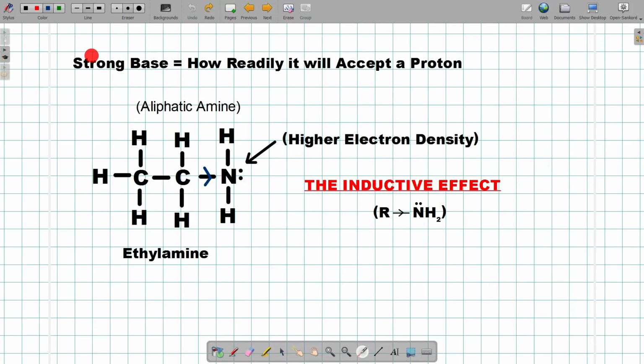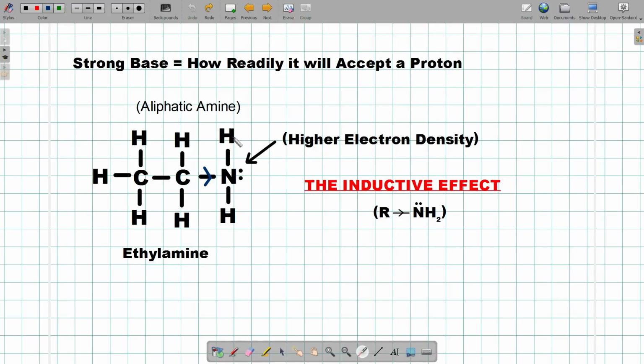What you could class as a strong base, sorry, my microphone's fuzzing erratically. A strong base is considered, I suppose if you had a scale, by how readily it will accept a proton. So if a substance accepts a proton really easily, then it's quite a strong base because it'll have a high electronegativity.